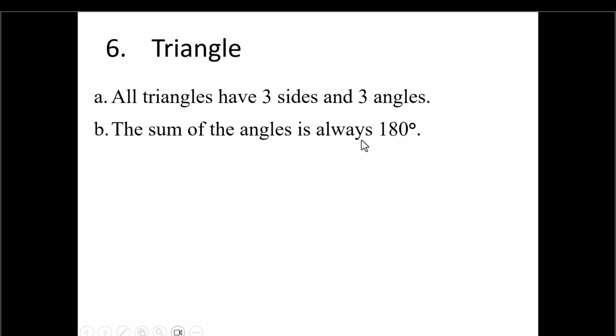Okay, the next one is triangle. We already know triangle now. You have all sides, straight lines, and there are three sides. Three sides, three angles.